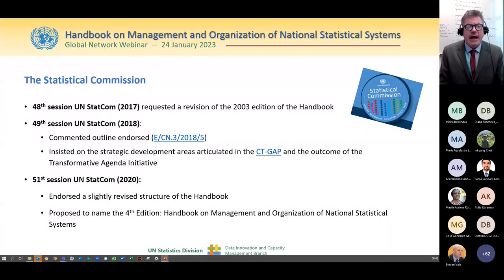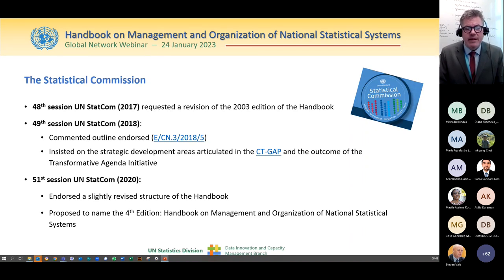At the 51st session of the UN Statistical Commission in 2020, the Commission reviewed a slightly revised structure of the handbook. And we can imagine that while drafting, not only do things change around us, but we also noticed that we had maybe a few overlaps and a few gaps there.